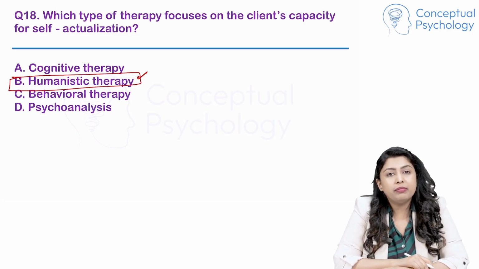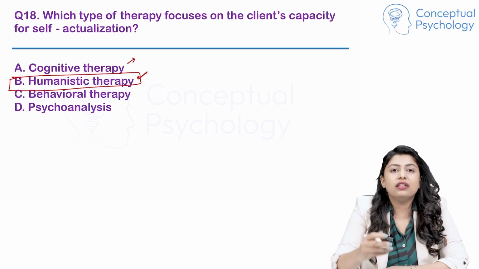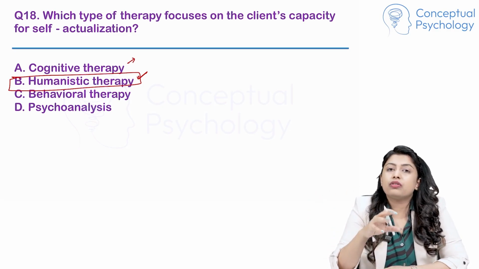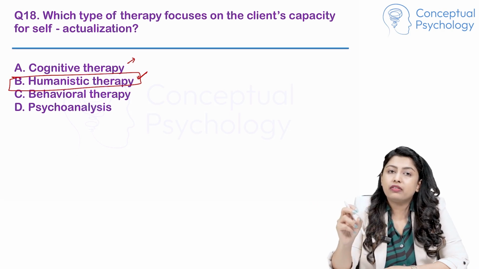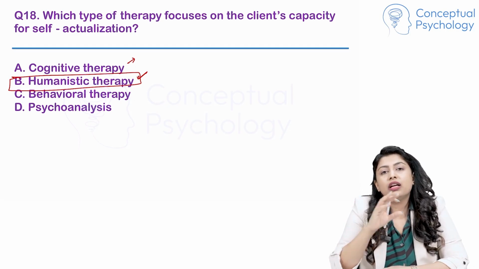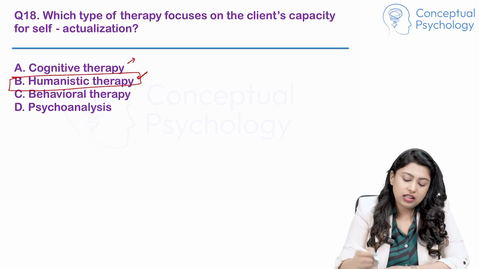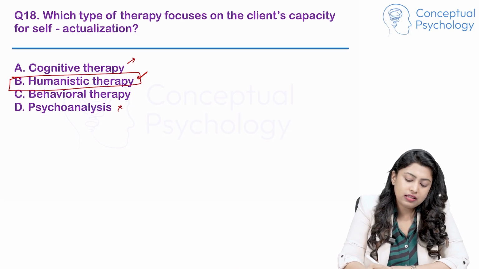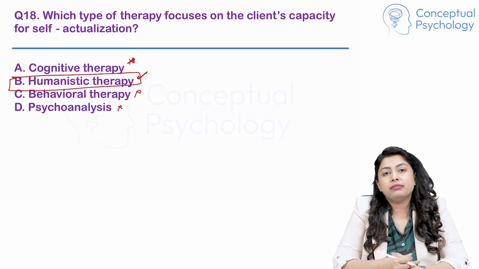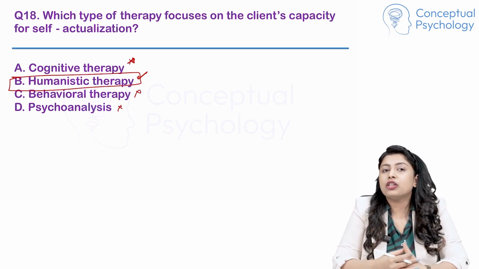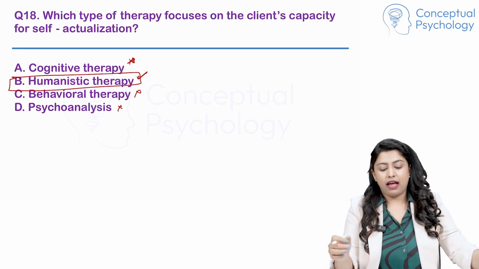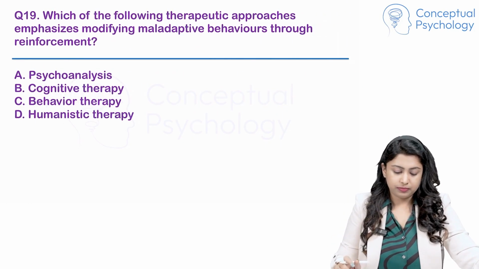Now, cognitive therapy focuses on changing the dysfunctional thinking patterns. Behavioral therapy would focus on changing the maladaptive behaviors through learning principles. Psychoanalysis focuses on the unconscious conflicts and the early childhood experiences. Hence, these are the incorrect options. So, humanistic therapy uniquely emphasizes human potential for growth and self-actualization rather than pathology or dysfunction.